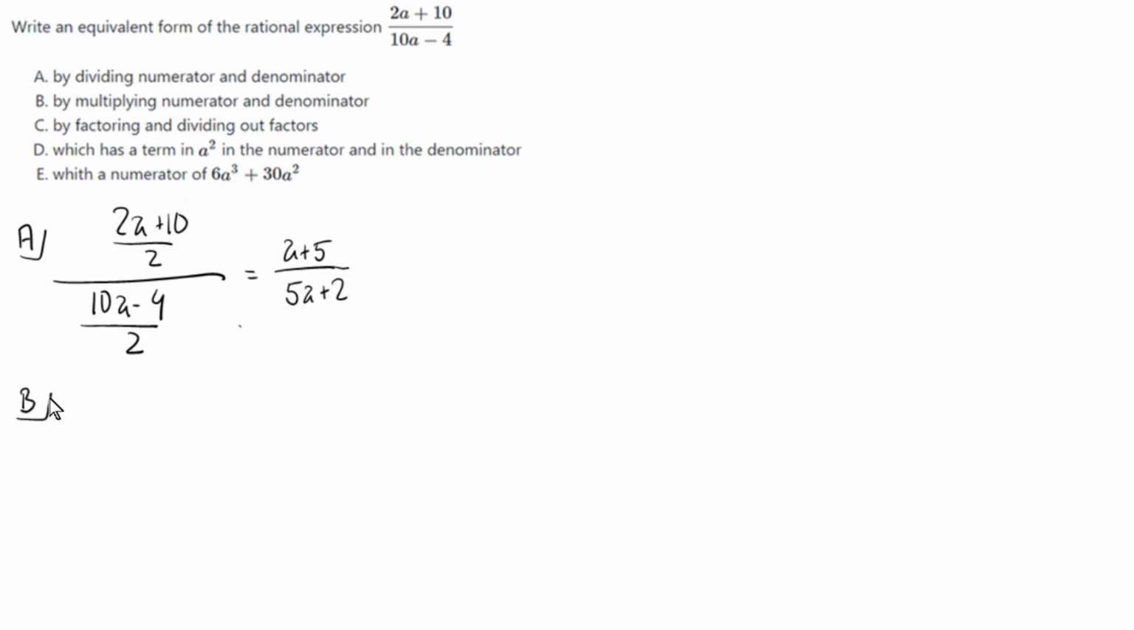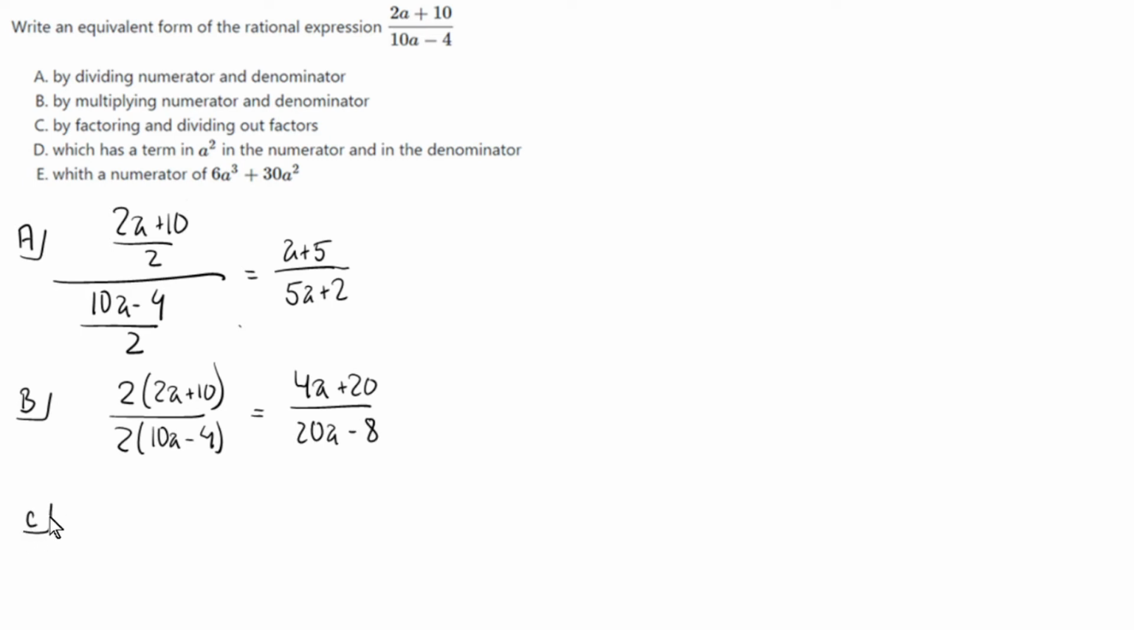In B, by multiplying numerator and denominator, we can multiply numerator and denominator by any number. We can, for example, choose 2. So it's going to be 2 times 2a plus 10 over 2 times 10a minus 4. If we evaluate this, we're going to get 4a plus 20 over 20a minus 8.